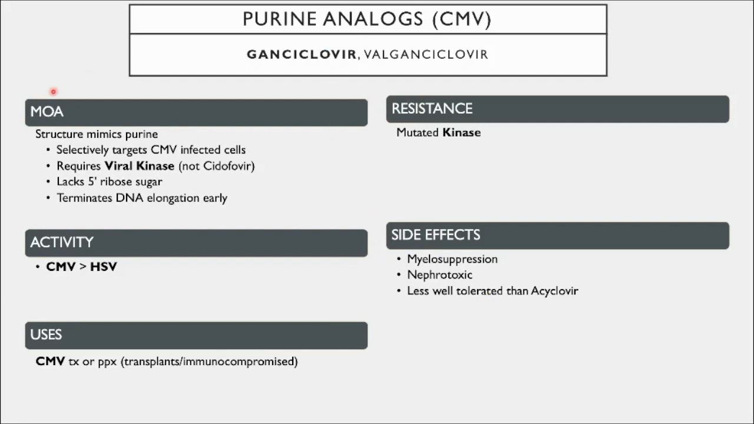So the last one was for herpes. This one is for cytomegalovirus, which is a member of the herpes family, but it is not herpes simplex. So cytomegalovirus functions a little bit differently, so it requires a little bit of a different drug. So this is ganciclovir and valganciclovir. Valganciclovir just being the oral form of ganciclovir. It has almost virtually the same structure as acyclovir, it's just better at targeting CMV cells.